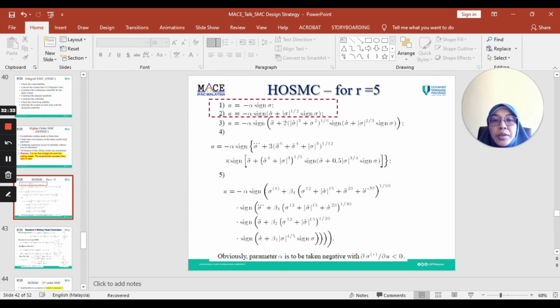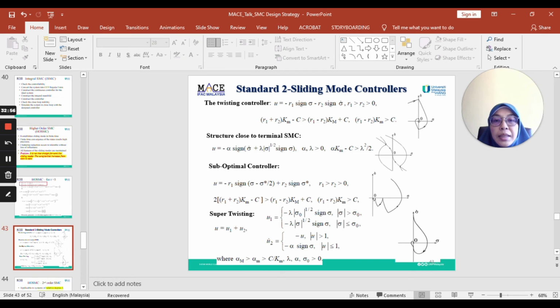Okay, so these are the higher order for R up to 5. The one that I put in the box is actually the most frequently used. The first one is the first order, the second one is the second order. So I will concentrate on the second order. These are the standard sliding mode, second order sliding mode control. It includes the twisting controller. We also have the terminal sliding mode, we have suboptimal, we have super twisting, and we have a few others.